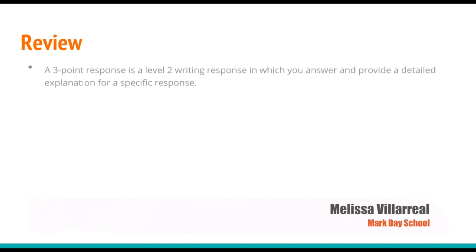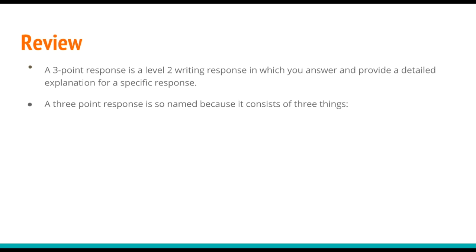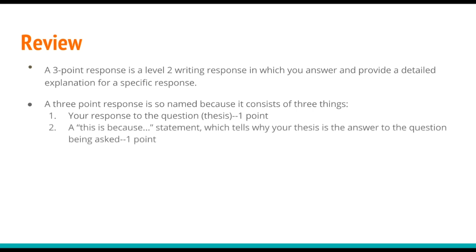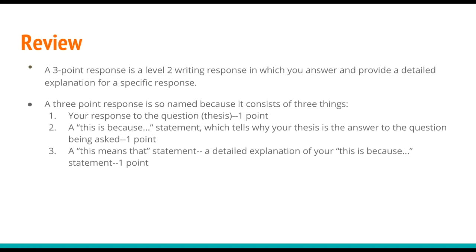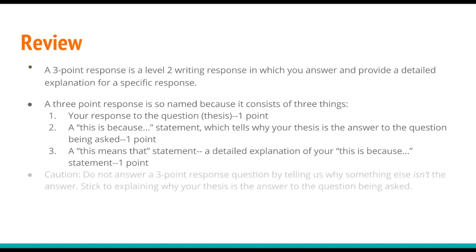Quick review. A 3-point response is a level 2 writing response in which you answer and provide a detailed explanation for a specific response question. Basically, it's a paragraph where you hit 3 points. A 3-point response is so named because it consists of these 3 things. 1, your response to the question or your thesis. That's 1 point. 2, a "this is because" statement, which tells why your thesis is the answer to the question being asked. That's 2 points. And 3, a "this means that" statement, a detailed explanation of your "this is because" statement, and that's 3 points.